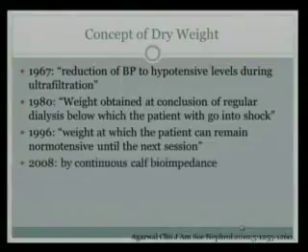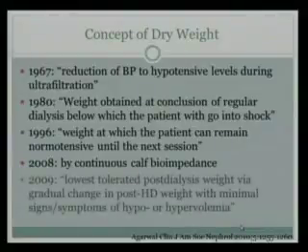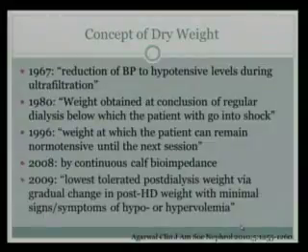In 2008, there was a push to use more objective measurements with calf bioimpedance. And then in 2009, the definition was kind of modified to the lowest tolerated post-dialysis weight via gradual change in post-dialysis weight with minimal signs and symptoms of hypovolemia. So basically, what the patient can tolerate with very small changes to their estimated dry weight.